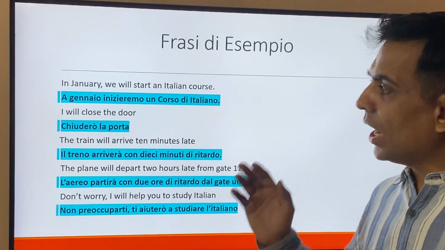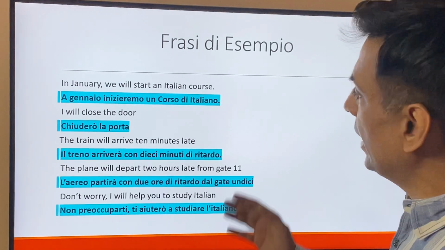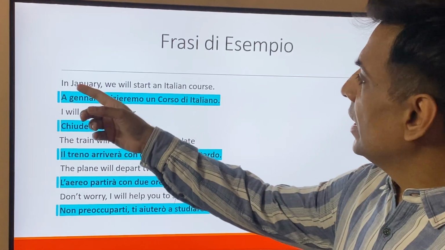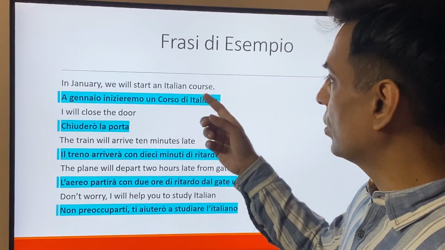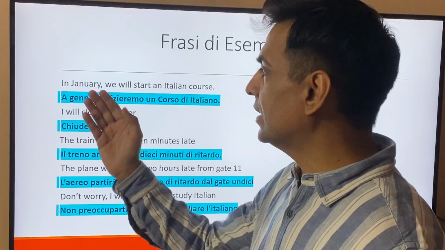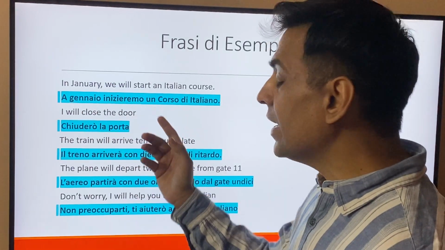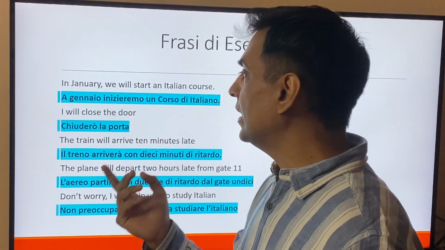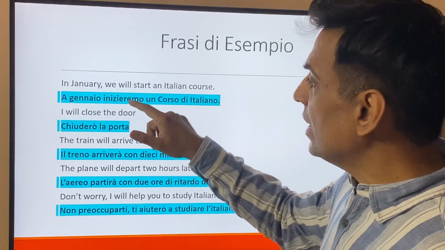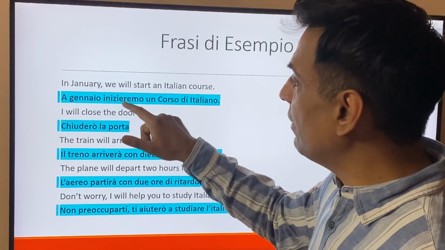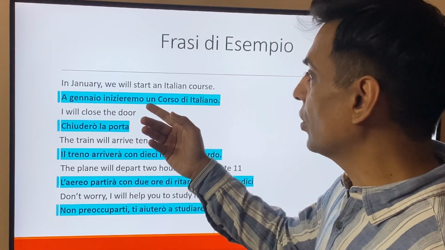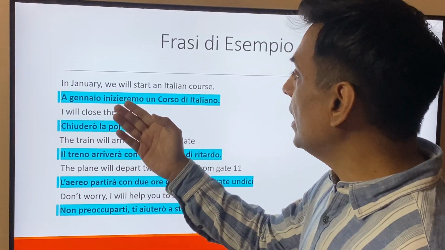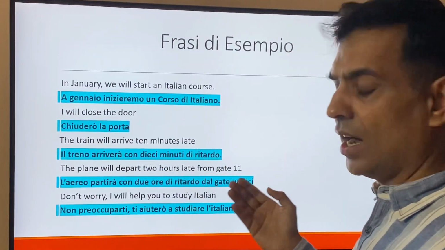Frasi di esempio. Now let's take a few more sentences. Here I have mixed all the are, ere and ire verbs. In January we will start an Italian course. E gennaio. Gennaio means January. Inizieremo. Now which group does it follow? Iniziare, which is the are group, we have replaced a with e and then we have done the conjugation with the subject we. A gennaio inizieremo un corso di italiano.